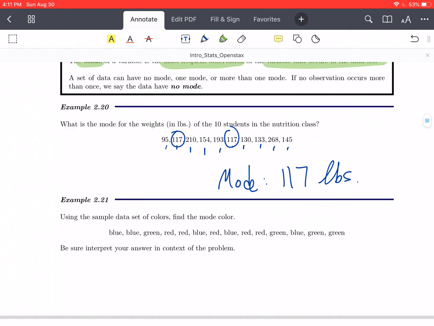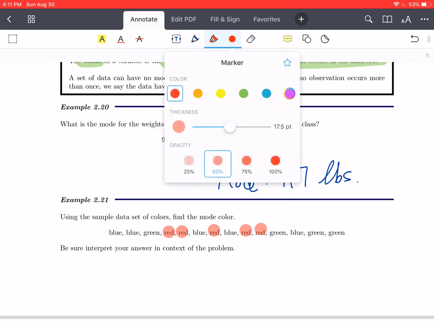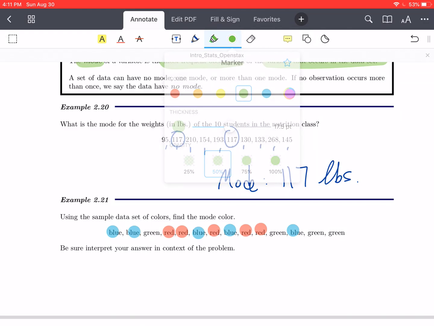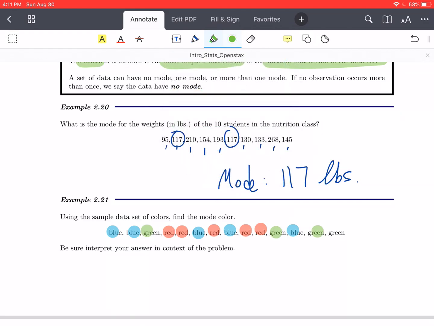For this example, find the mode color. The mode color is the one that occurs the most. So let's go through this list. I have red, red, red, red, red. Then I've got blue, blue, blue, blue, blue. And green, green, green, green. Okay, so let's tally these up. How many reds do I have? I have 5 reds. Blues, I have 5 blues. And I have 4 greens.